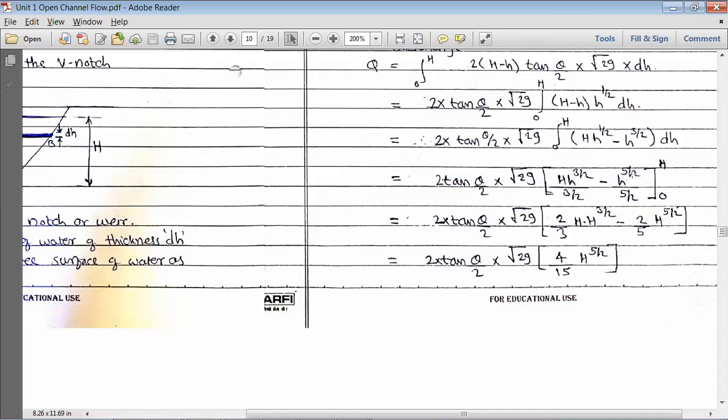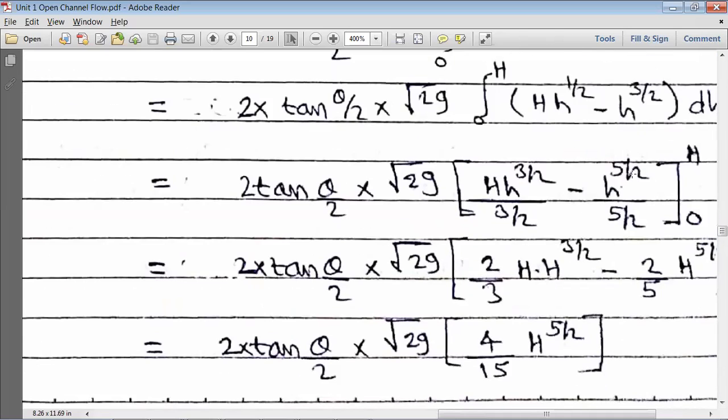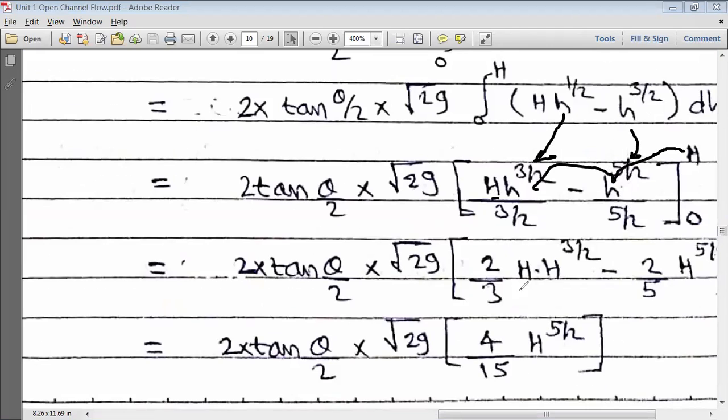You can see here the integration. The capital H is a constant, so it will remain the same. The integration of h raised to 1/2 is h raised to 3/2 divided by 3/2. The integration of h raised to 3/2 is h raised to 5/2 divided by 5/2, between the limit 0 to capital H. Now I will put the value of this capital H inside this small h here.